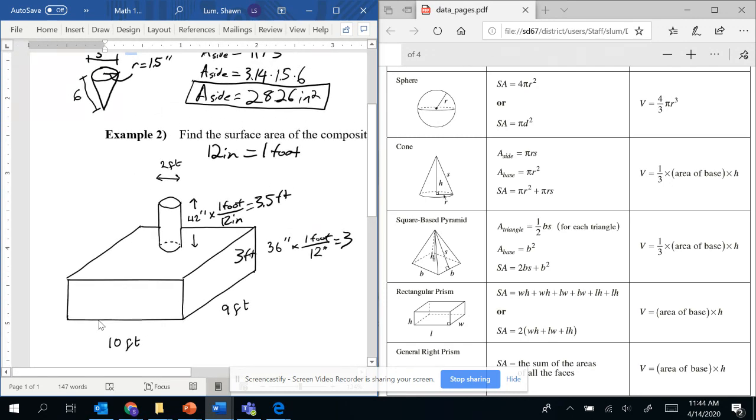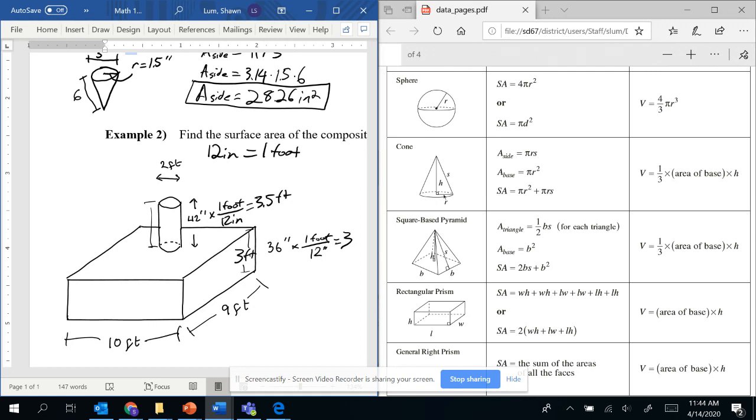So this is 10 feet, the length of this one right here. 9 feet is the length of this thing. 3 feet is from here to the very top of right here. 3.5 is this length. 2 feet is this length.